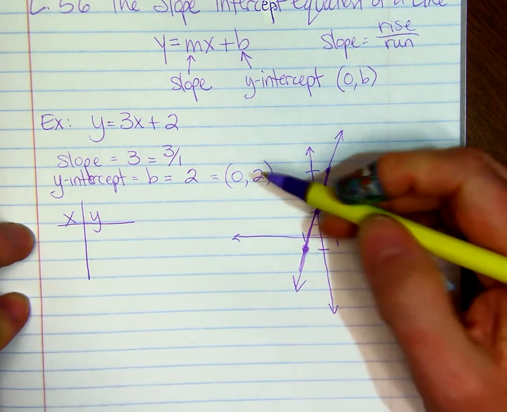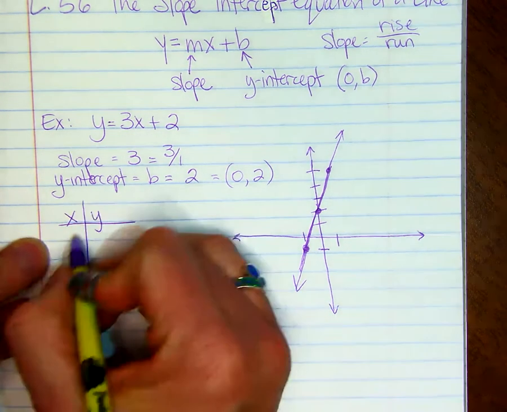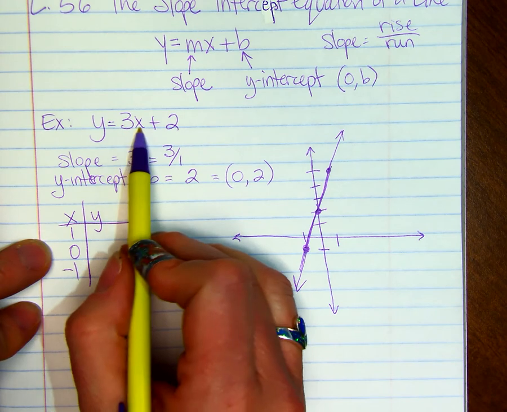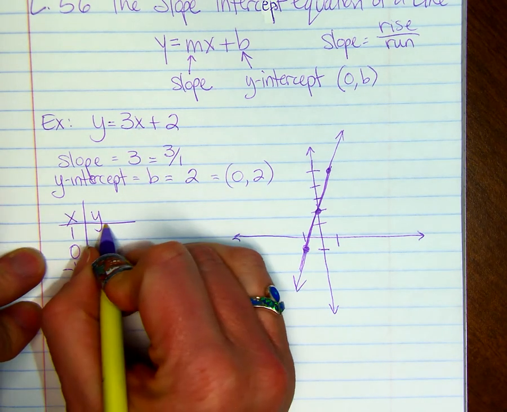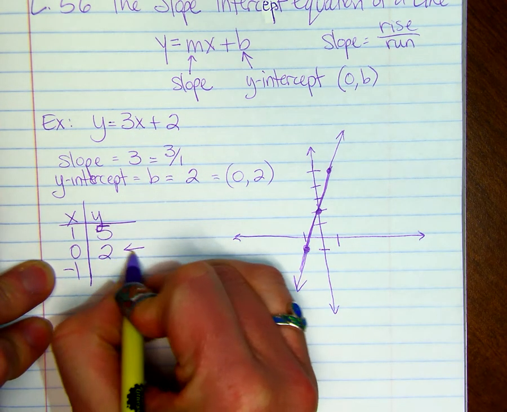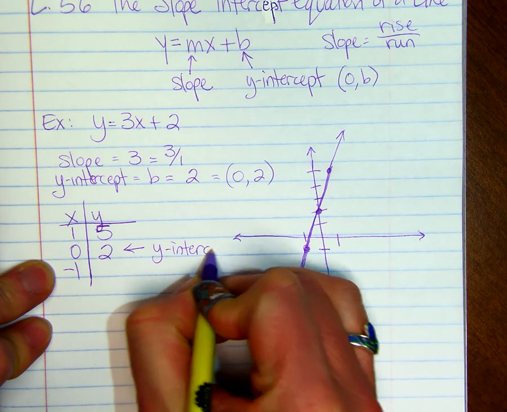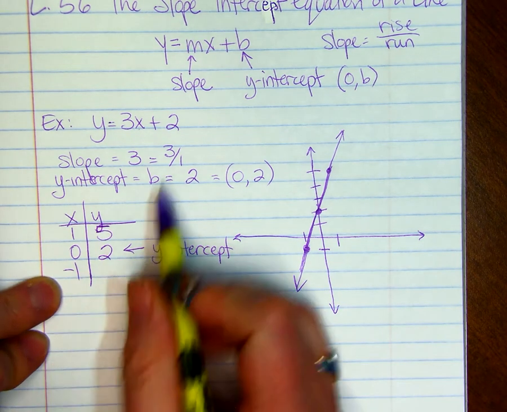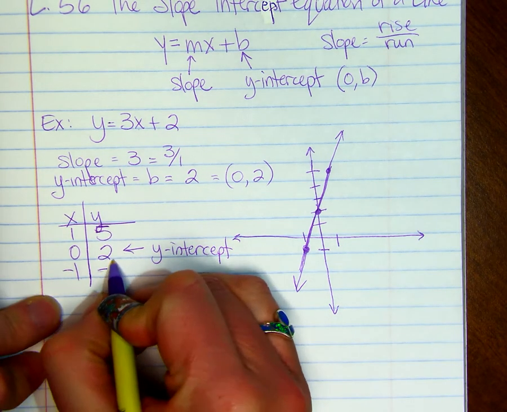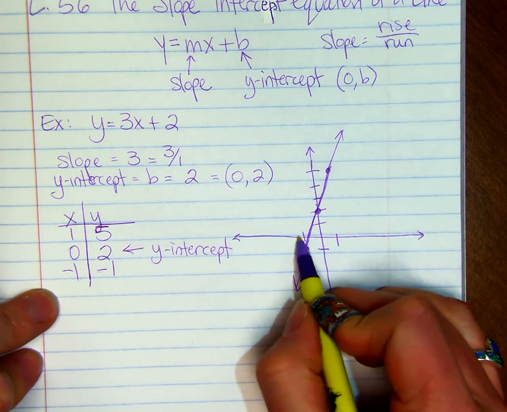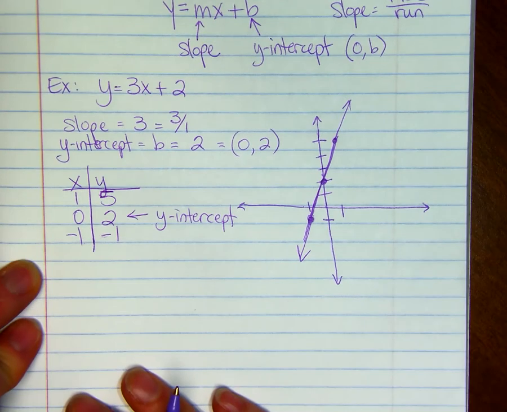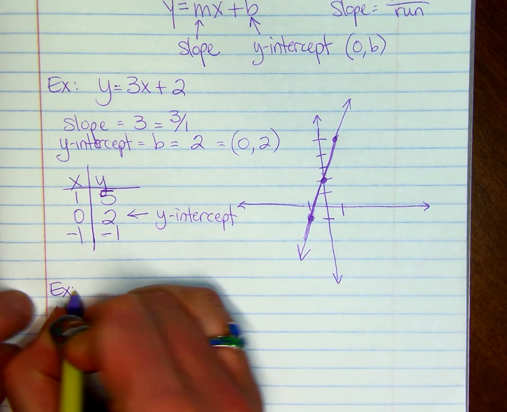Now if we wanted to do a table of values, which we don't have to if we know how to graph with the slope-intercept form, we could pick numbers 1, 0, negative 1. If we plugged in 1 for x, we'd get 3 plus 2, which is 5. If we plugged in 0 for x, we'd get 0 plus 2, which is 2. This right here is the y-intercept. And if we plug in negative 1, we get 3 times negative 1, which is negative 3, plus 2 is negative 1. And you can see that we have (negative 1, negative 1), (0, 2), and (1, 5). So this is just helpful to be able to graph without doing a table.